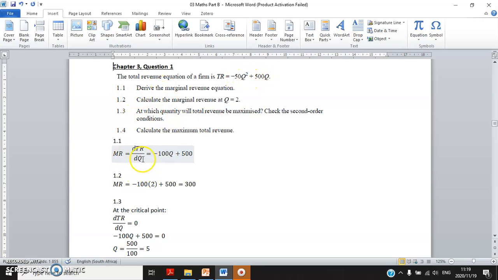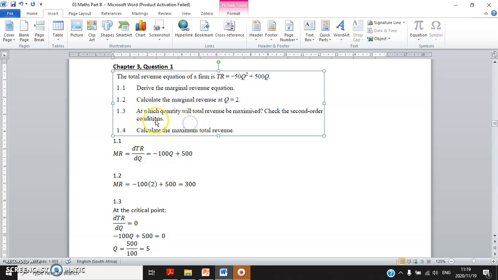1.1 is easy. Marginal revenue is the first order derivative of total revenue. And then 1.2, the intention is to give you easy marks just to do substitution. When Q equals 2, just substitute Q equals 2 into the marginal revenue equation, then you get 300.